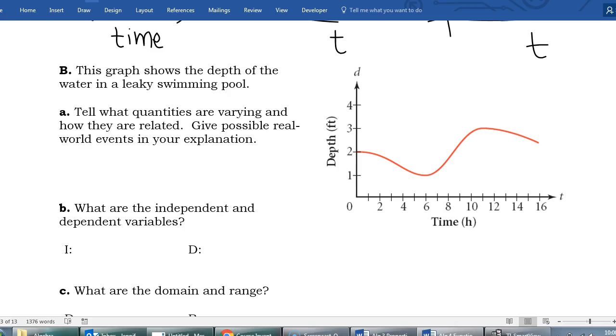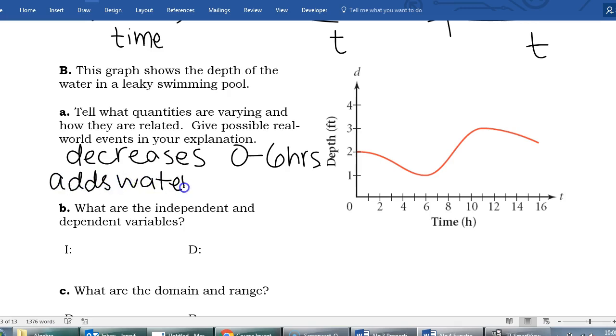But as time moves on, since my swimming pool is leaking, the depth decreases. So I'm going to start with decreases. I'm going to write this in shorthand. I would like more of a written explanation, but I don't really have a lot of space. From 0 to 6 hours, the pool's leaking, but then at 6 hours it starts increasing. There's a couple possible explanations I can think of. Maybe it starts raining, so the pool starts to fill up slowly, or maybe someone puts a hose in there and adds water.